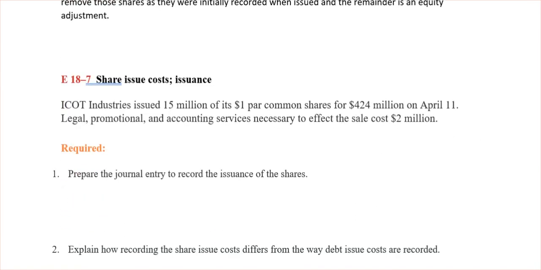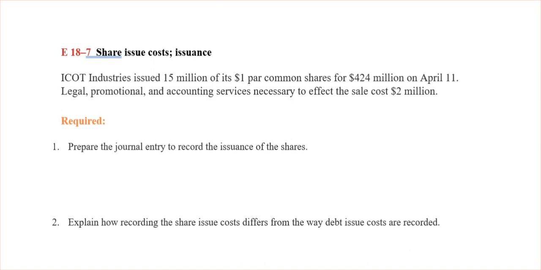Oh, here is something very interesting here. Share issue cost. What to do with these? In this situation, we have an industry that's issuing 15 million of dollar par common shares for 424 million. And they also have some necessary expenses. Now, the point I'm going to make here is they are necessary expenses. This is actually very common. It costs money to issue shares of stock. It also costs money to issue bonds. And a lot of it is accounting services. So we have a total amount of costs here of 2 million.